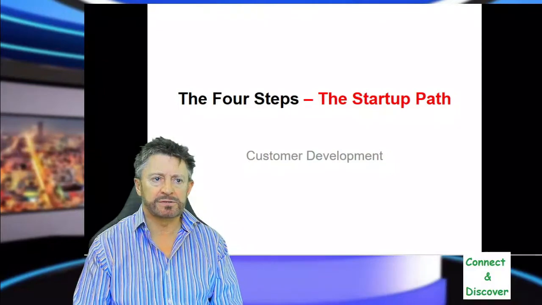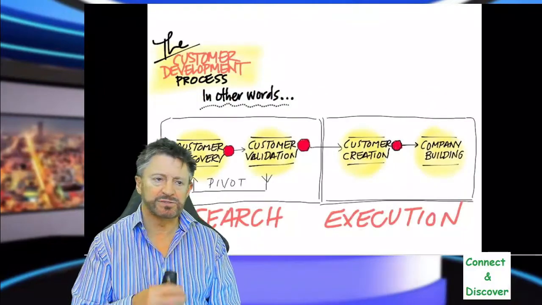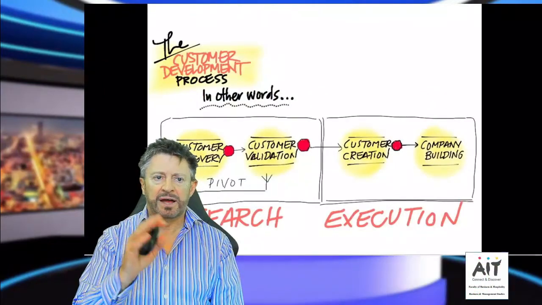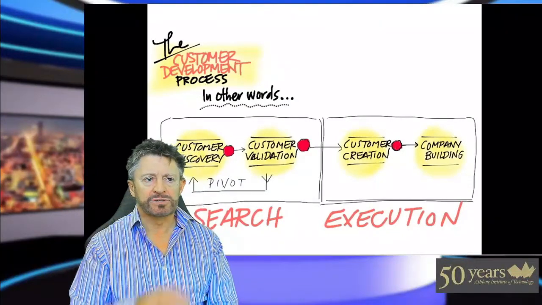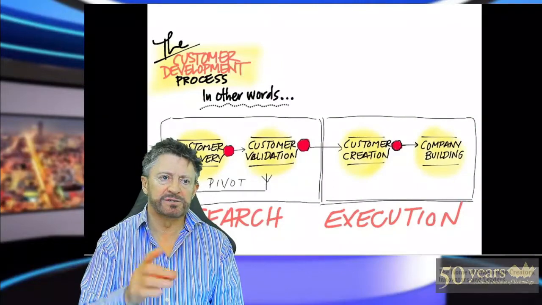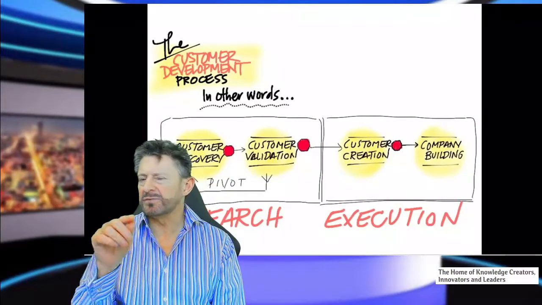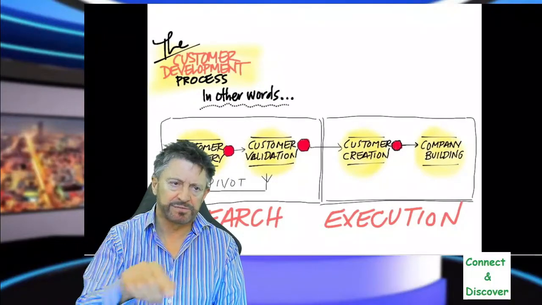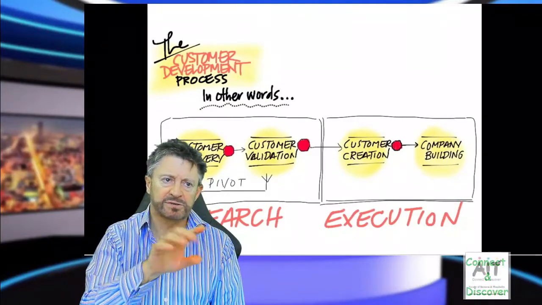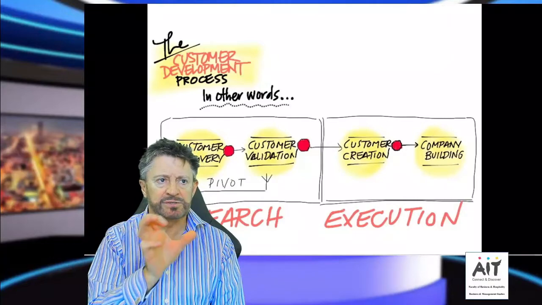So 4 steps to the startup path: customer development. We search, we look for who the customers are, and we then execute. We go out and deliver to these customers. So customer discovery, customer validation. If the validation might be, they say, no, we'd like to have this version of the product, or we'd like to have this feature in it. That's a pivot. We come back in the customer discovery. So that's the interworking and the segmentation side.